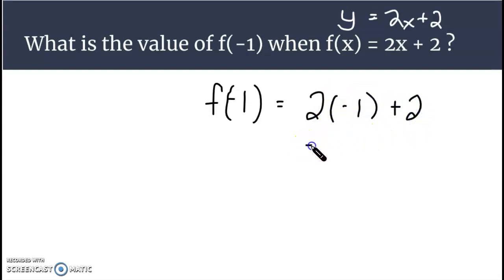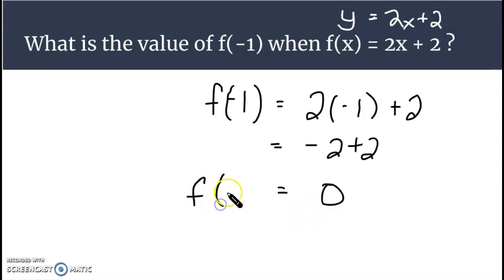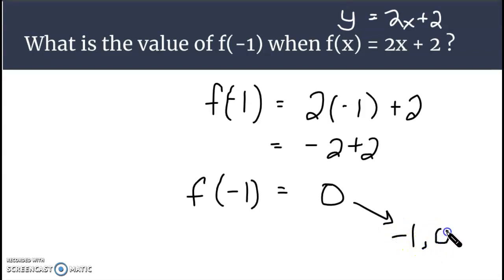2 times -1 is -2. Here we're adding 2. -2 plus 2 gives us 0. So the answer to the problem is when we plug in -1 to the function, you get a value of 0. You can sort of think of this as x, y. We could actually plot that coordinate on the xy plane where x is -1 and y is 0. It's another way to think about it.